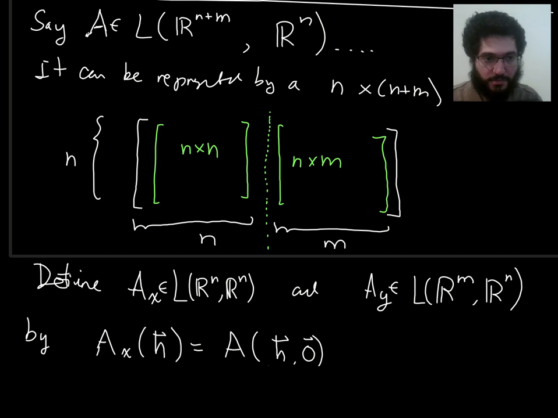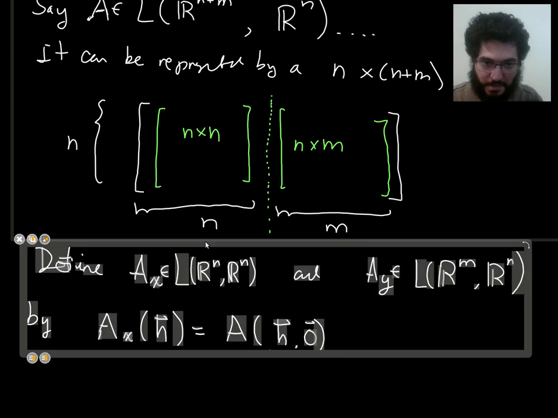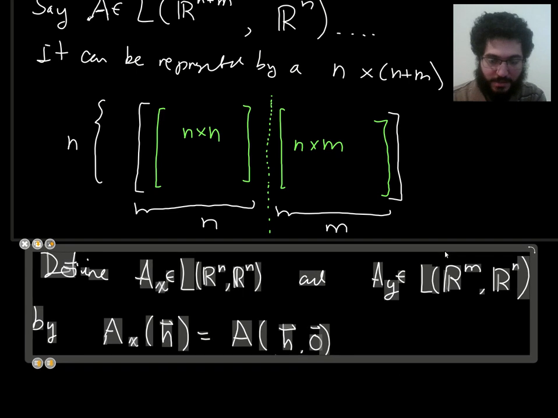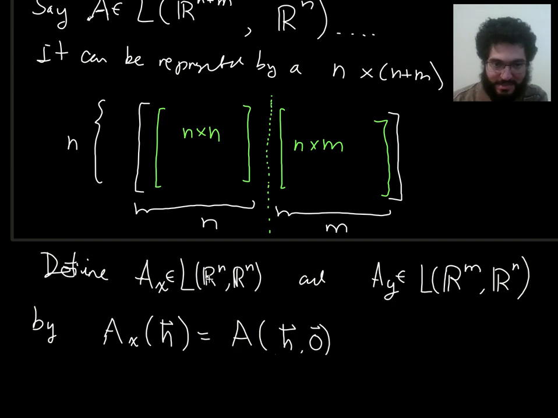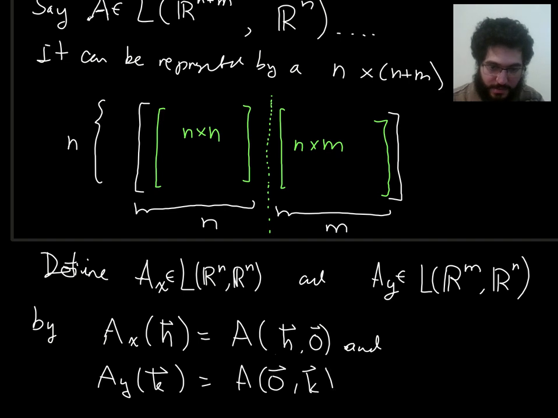So a good way to summarize the mechanics of matrix multiplication is... okay, I'll give you the summary after I make these definitions. So define A sub x like this, and A sub y like this. So A sub y of k is going to be A of 0 comma k. So same idea, but go 0, 0, 0, 0, and then k1, k2, etc. up to kn.